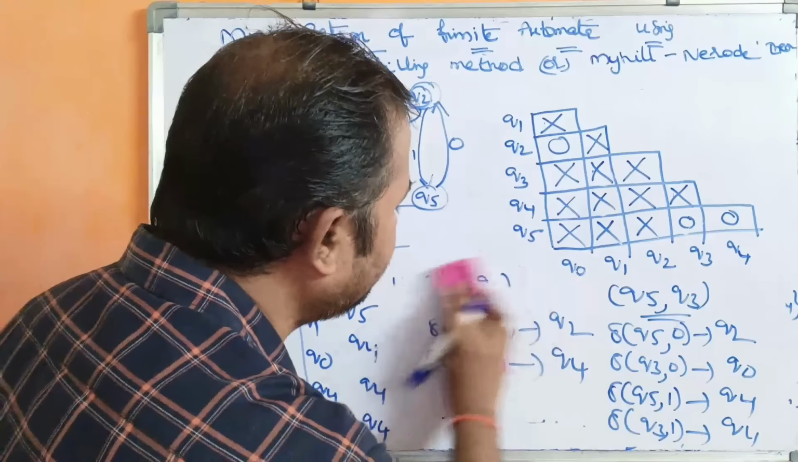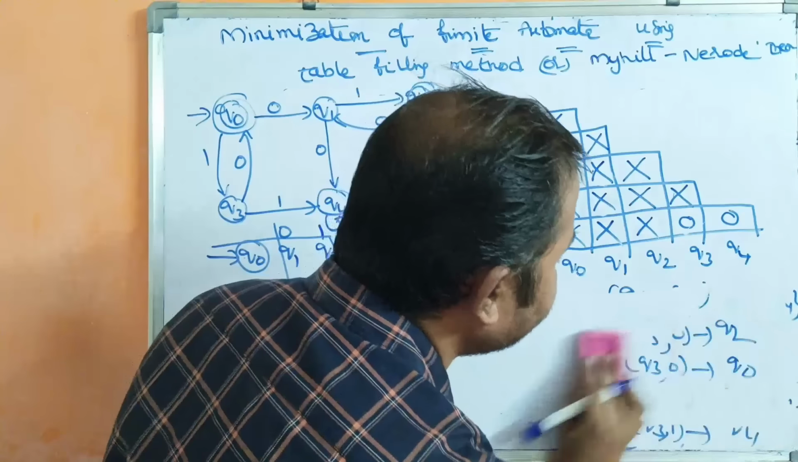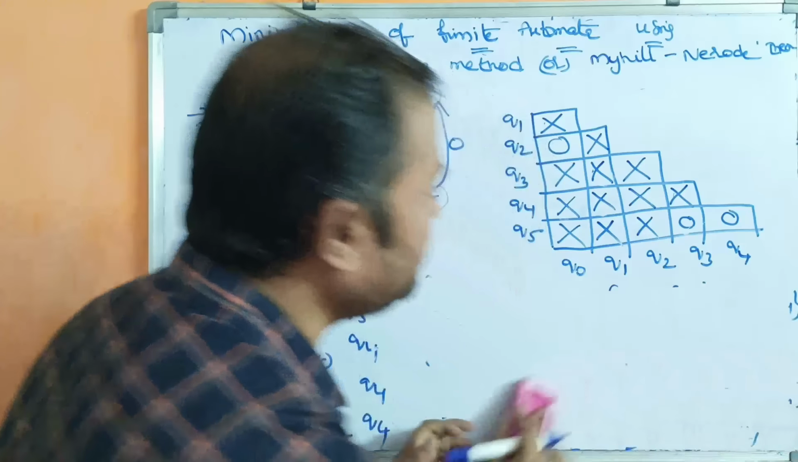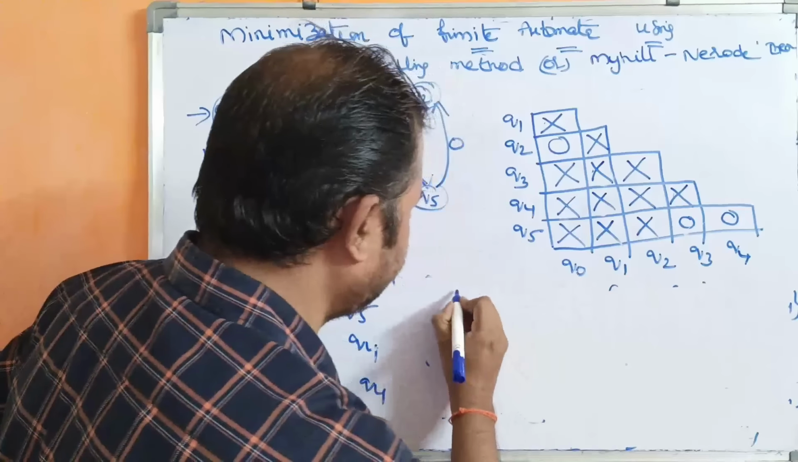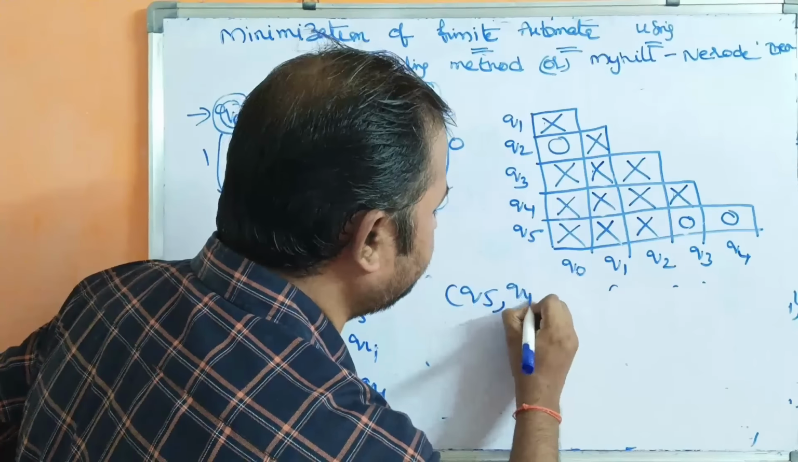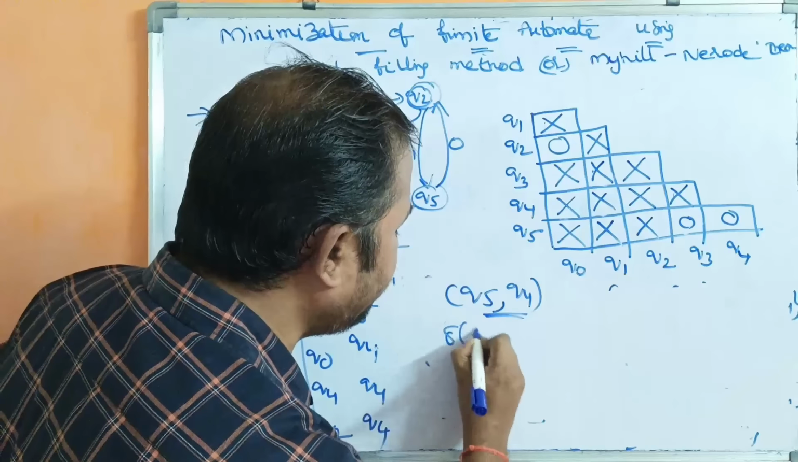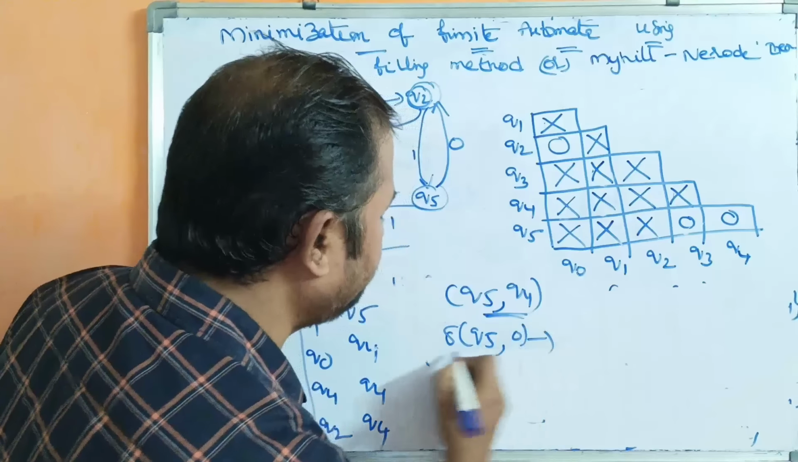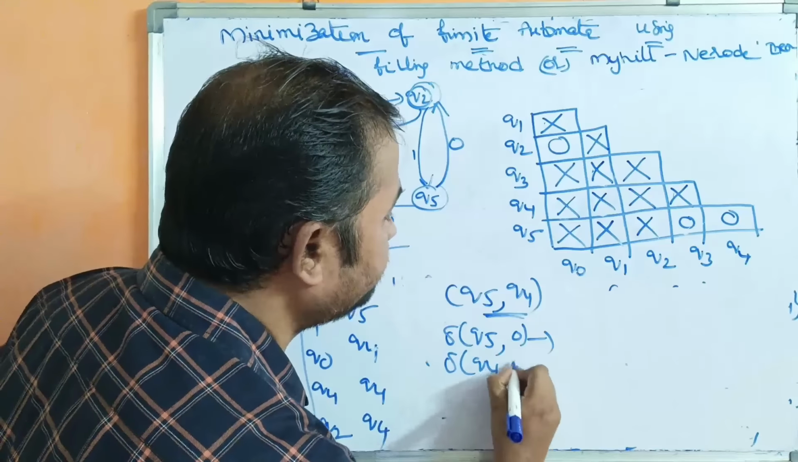Now let us check the next one. What is the next one? Q5, Q4. Let us check whether we can mark this pair or not. So Q5 comma 0, next Q4 comma 0.